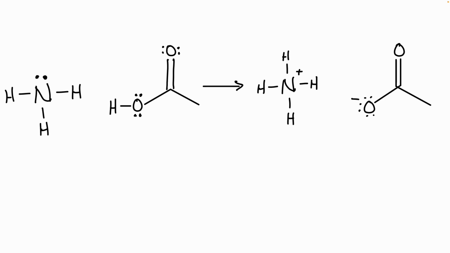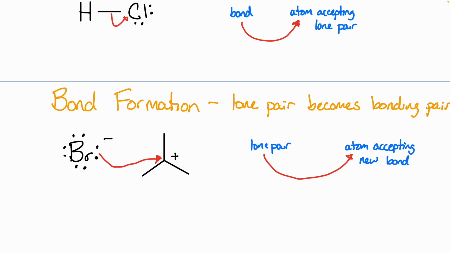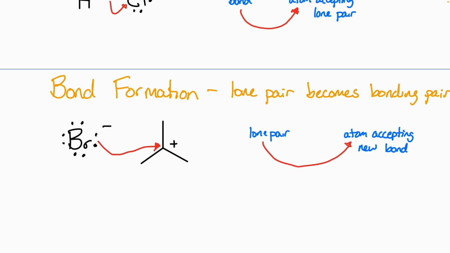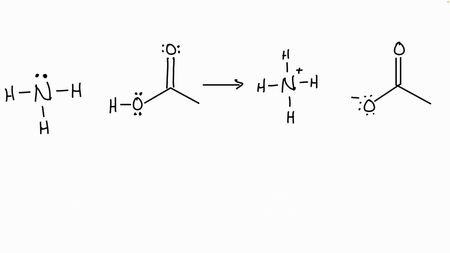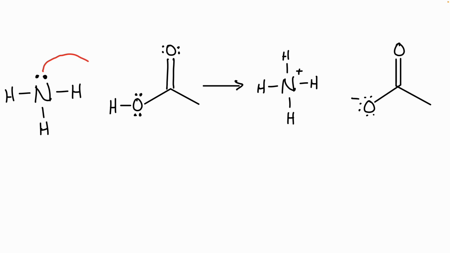All right, do we have any new bonds that are being formed in this reaction? Which one? Nitrogen, hydrogen. And remember, when we have these bond formation arrows, we're going to start at a lone pair, and we need to end at the atom that is accepting that new bond, right? So my nitrogen lone pair is going to reach out and grab that proton.